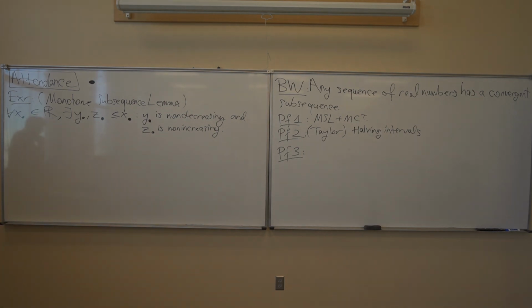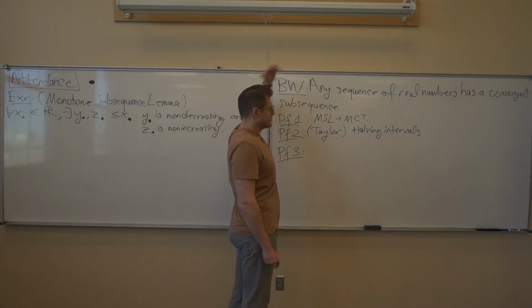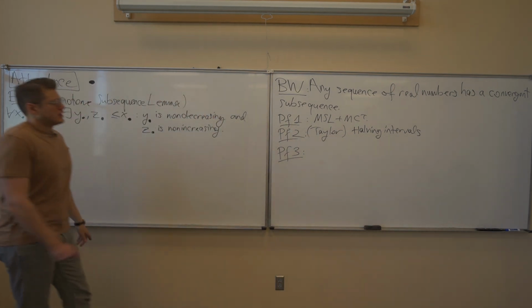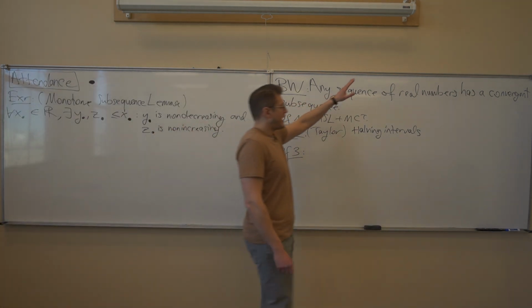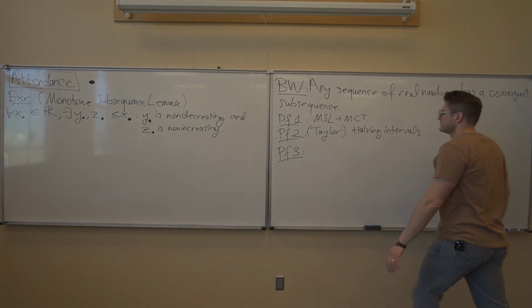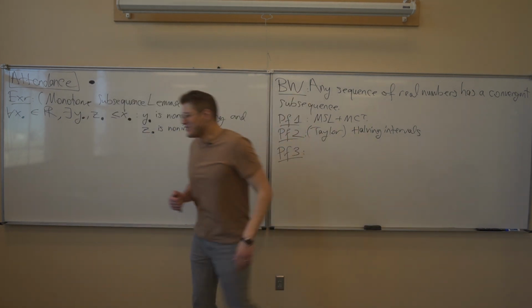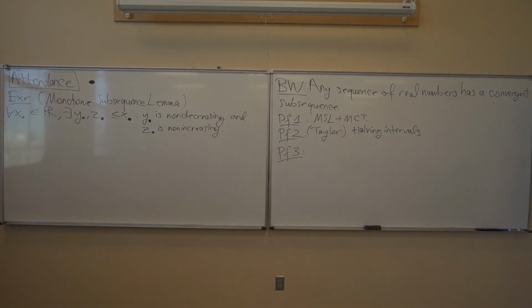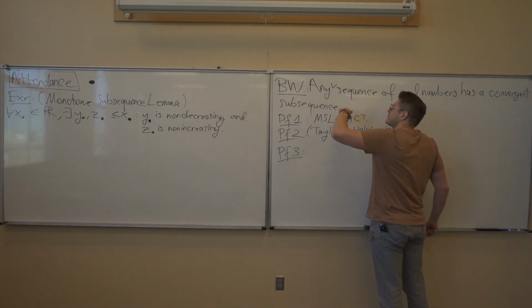Okay, so last time we were talking about this Bolzano-Weierstrass Theorem, and now I wrote it using plain English. It just says the following: any sequence of real numbers has a convergent. Oh, that's not correct, of course. Any bounded sequence of real numbers has a convergent subsequence. Okay. You see, you need to be careful about hypotheses.